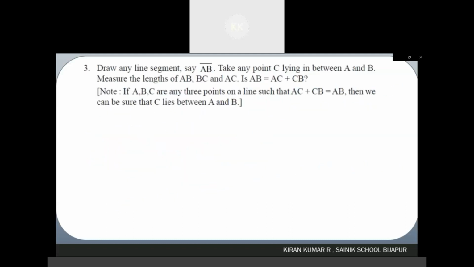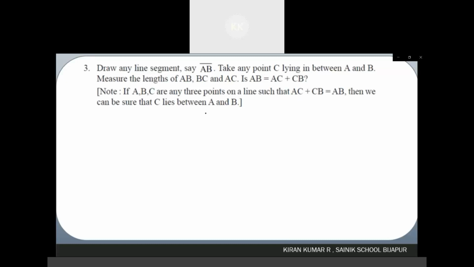Question number 3. Draw any line segment, say AB. Take any point C lying in between A and B. Measure the lengths of AB, BC and AC. Is AB equal to AC plus CB? Note: if A, B and C are 3 points on a line such that AC plus CB equals AB, we can be sure that C lies between A and B.